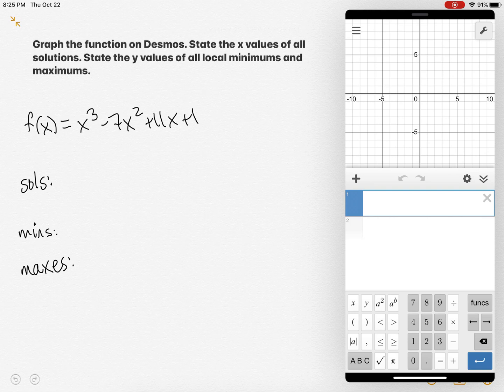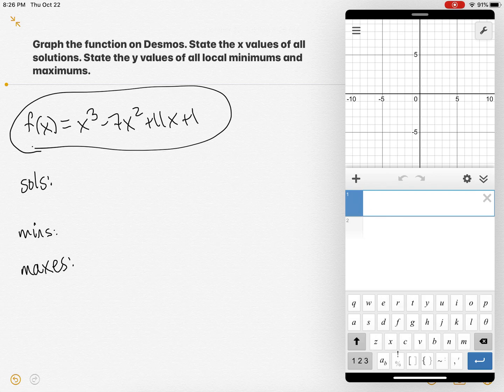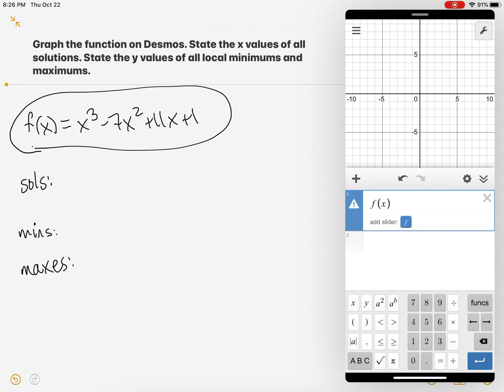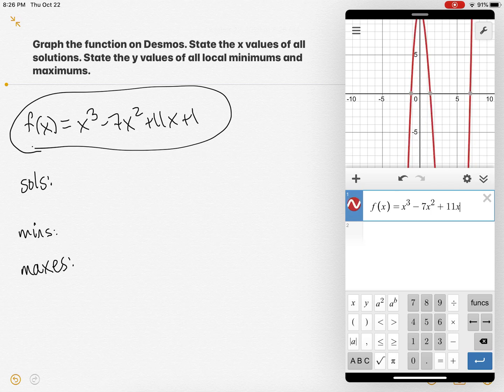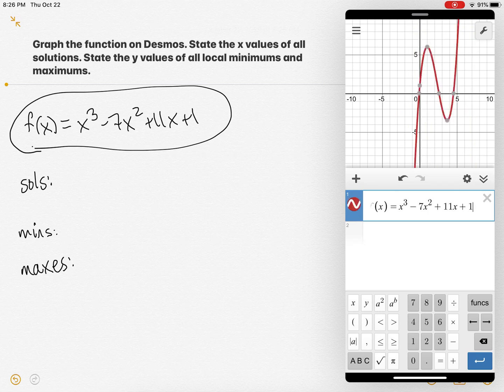Let's start with the graph the function on Desmos part. All I need to do is type this equation into Desmos. F of x really functions the same as y, but you can go ahead and type in exactly what you see: f parentheses x, equal sign, and then everything else as you see it. X, the a to the b button gives you your exponent, 3, minus 7x squared plus 11x plus 1. Your graph will move around on you quite a bit while you are typing, but once you're done typing, it'll settle down.